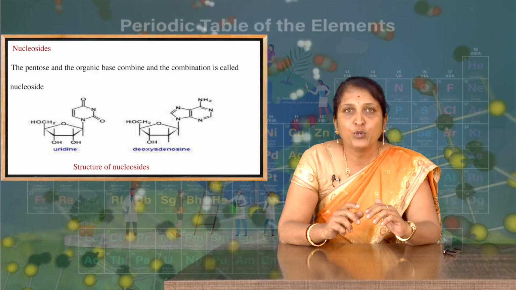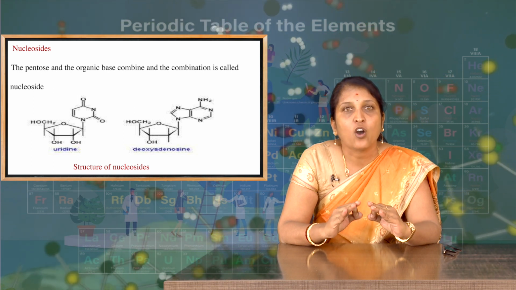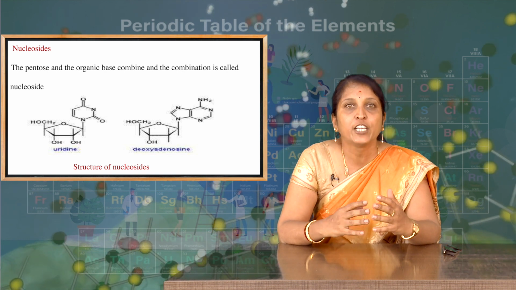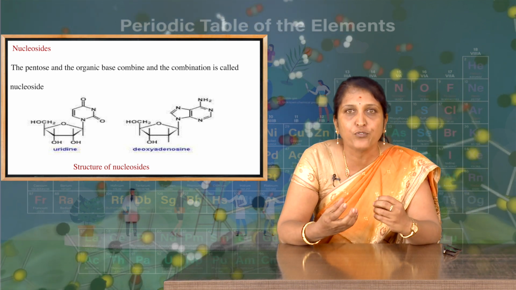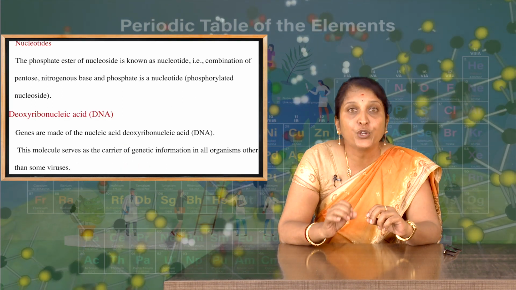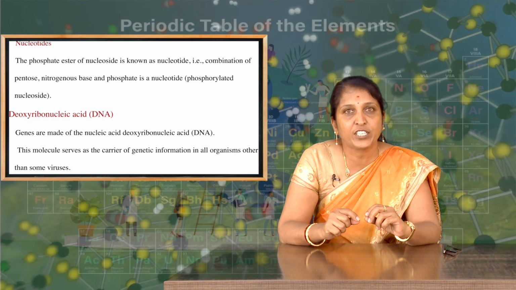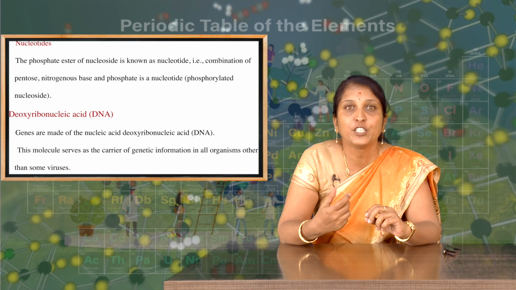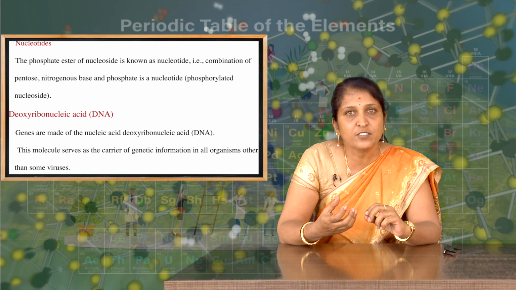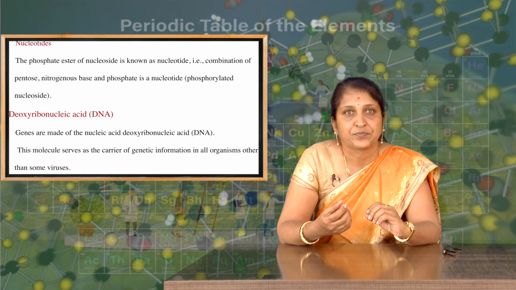Next, we move to nucleosides. The pentose sugar and the organic bases combine, and the combination is called a nucleoside. This is the structure of nucleosides. Next, we move to nucleotides. The phosphate ester of nucleoside is known as a nucleotide. The combination of pentose sugar, nitrogenous bases and phosphates is a nucleotide.